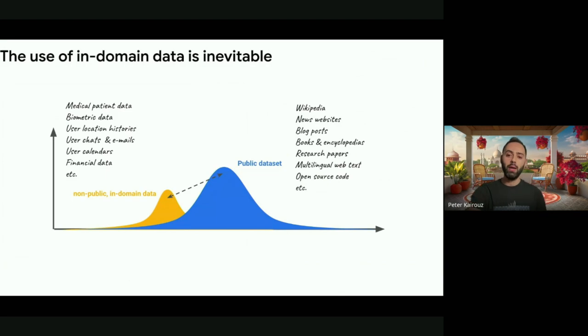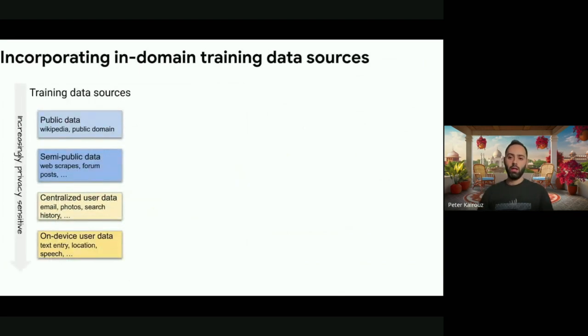So let me overview how this can be done. On the right-hand side here, I'm showing very different training sources, all the way from public data. That's the data that we've essentially exhausted to train these large language models. We've even considered semi-public data, web scrapes, forum posts. They've been increasingly locked down. Stack Overflow, Reddit, Twitter, X, all these forums have been locking down their data. But in the past, we had access to them and people used to train on them.